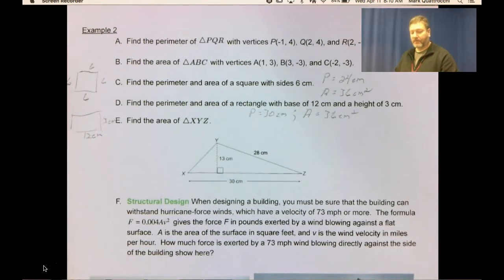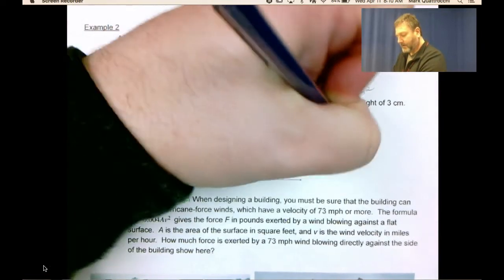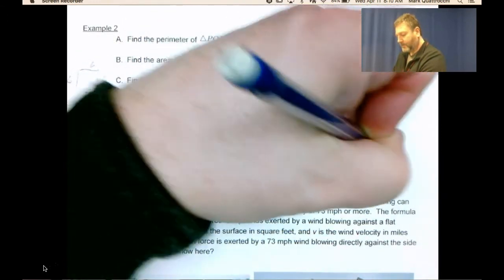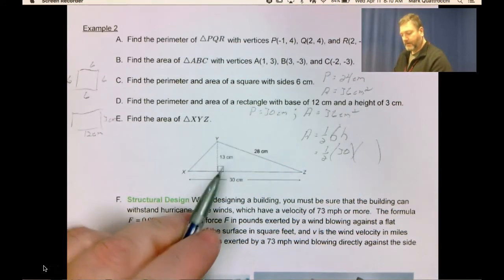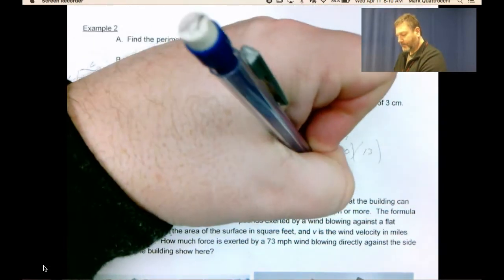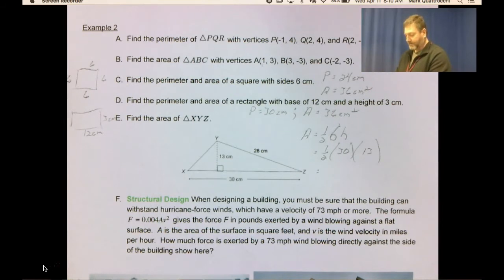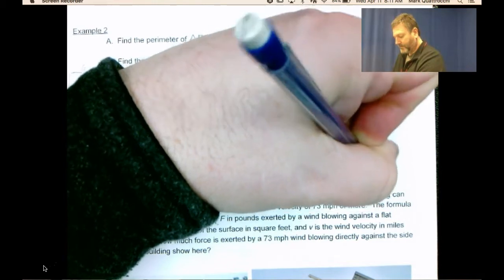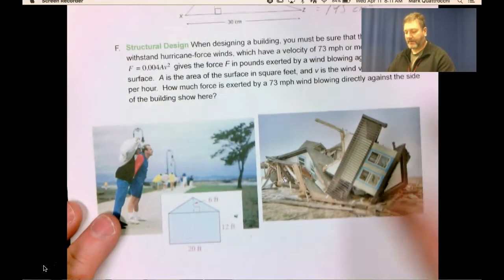Find the area of triangle XYZ. Again, area equals 1/2 base times height. My base is 30. My height is 13. Half of 30 is 15. 15 times 13 is 195 square centimeters. Okay. That leads us into part F here.